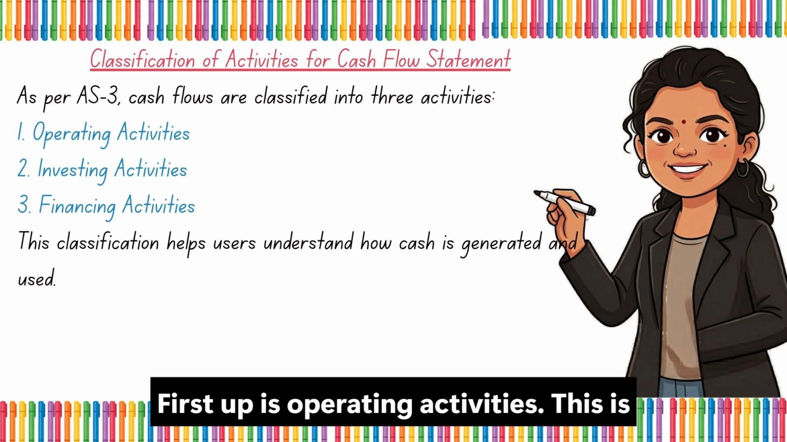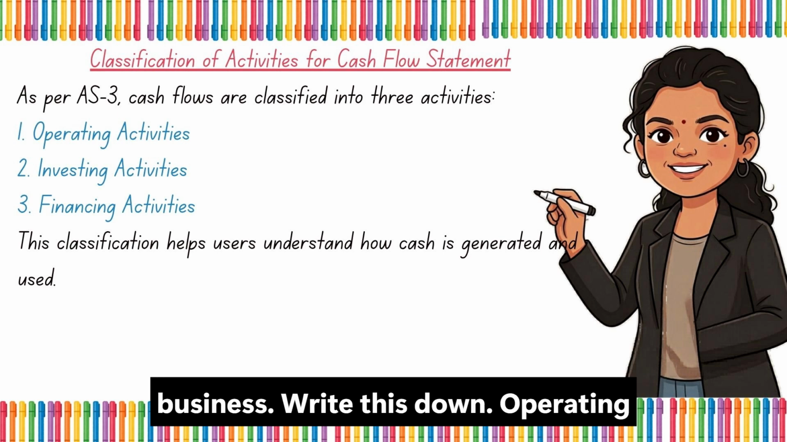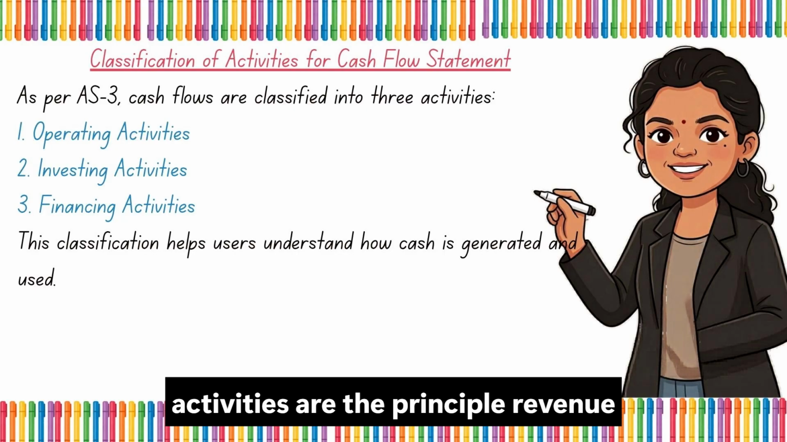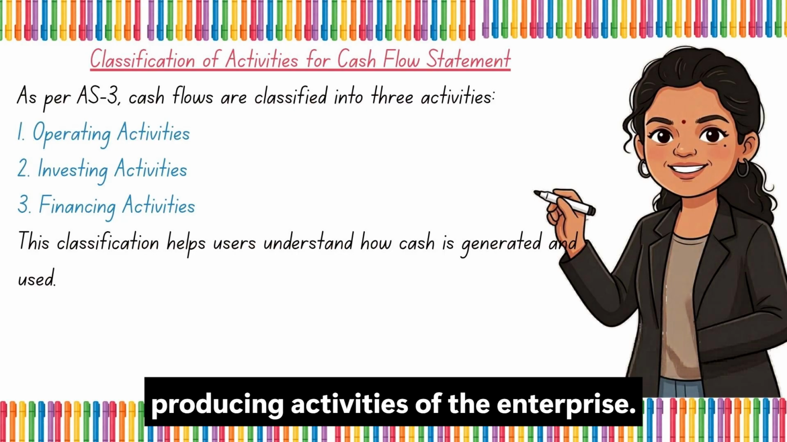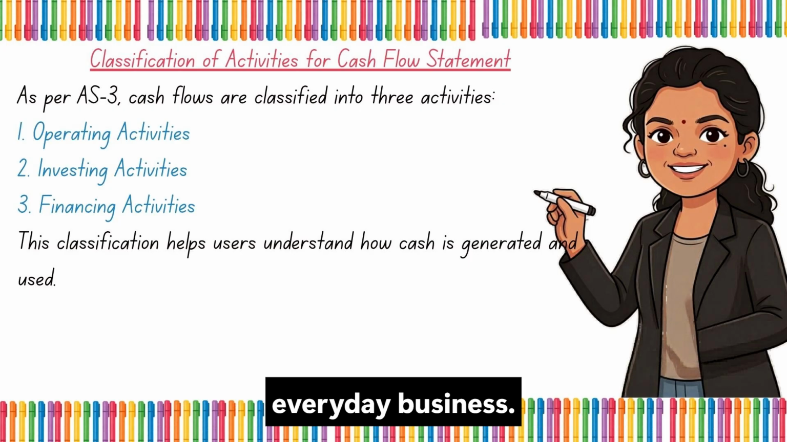First up is operating activities. This is the absolute heart and soul of the business. Write this down. Operating activities are the principal revenue-producing activities of the enterprise. In normal terms, this just means your core everyday business.